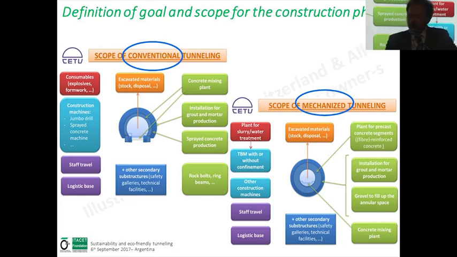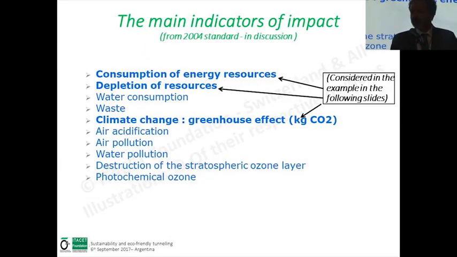It means for the machines to be able to work, for the staff to be able to come and work, to implement the logistic base, the excavation of material, all we need for concrete for support, concrete for linings, all kinds of material we need for support. So you have the inflows, the outflows, and all the means required for both conventional and mechanized. In my example, I will consider, among all the indicators, the same ones that Robert showed you a few minutes ago, the 3 main ones: consumption of energy resources, depletion of resources, and climate change. So we can make an evaluation for these 3 indicators, with the same methodology for the others.